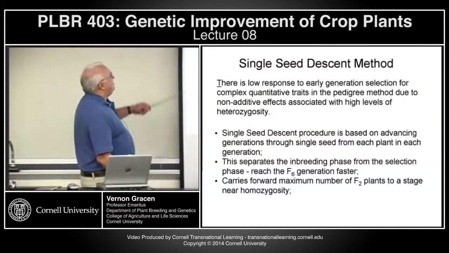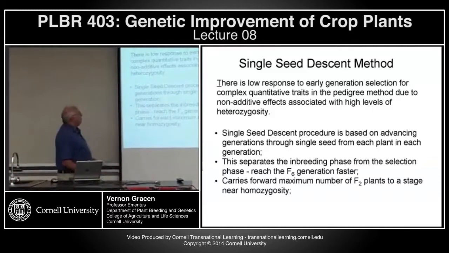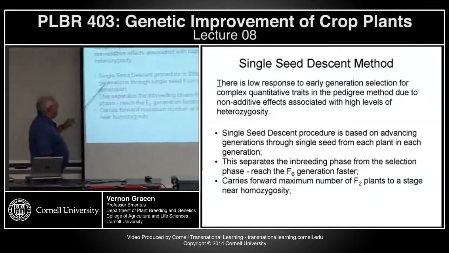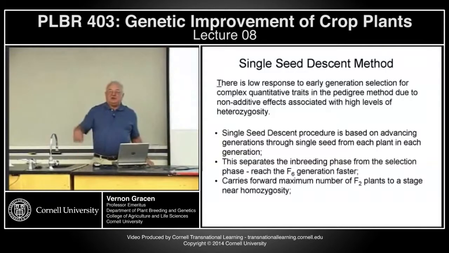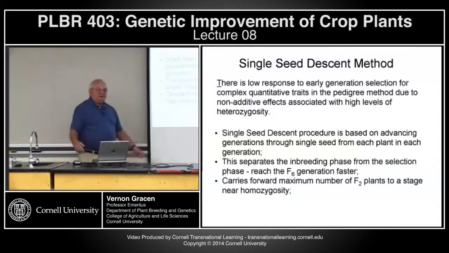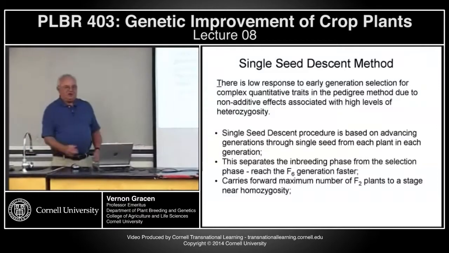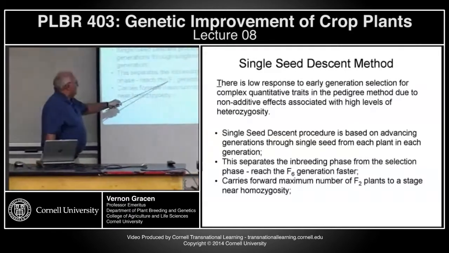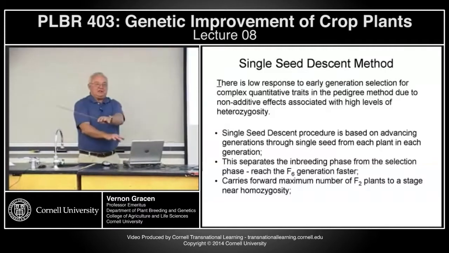So they said, well, why can't we do a little modification so that we can do a single seed descent procedure whereby we basically advance generations by taking, you plant out your 3,000 F2 plants, and you take one seed from each that flowers in time. And you just advance it. The next generation, you take one seed from every plant that flowers in time. The next generation, you take one seed from every plant that flowers in time until you get down to that F6 generation. Then you plant all of those individual plants out and make your selections.